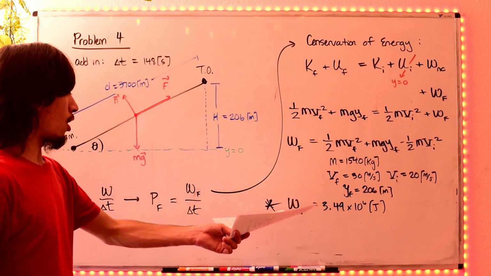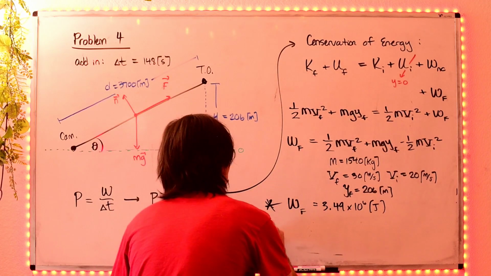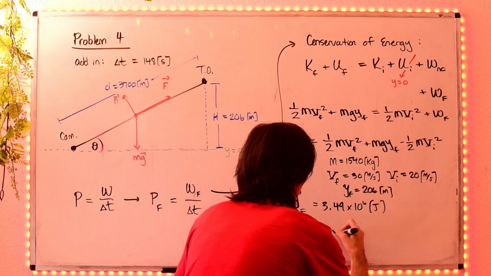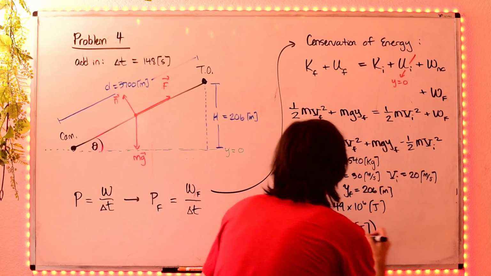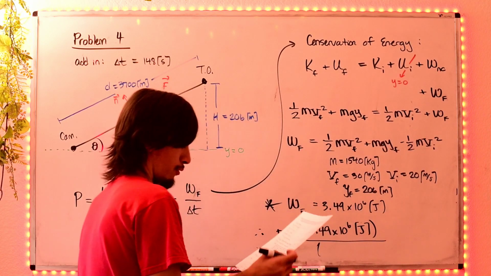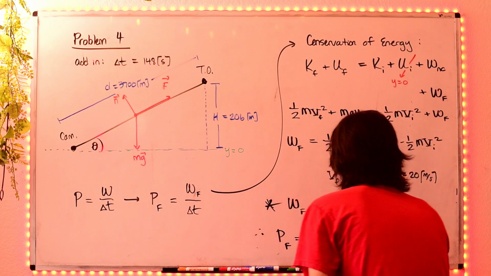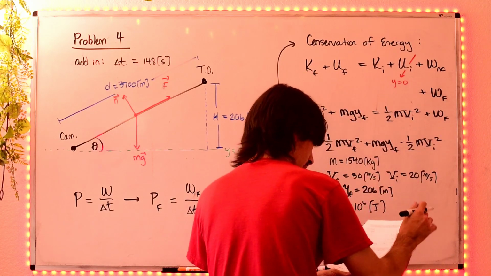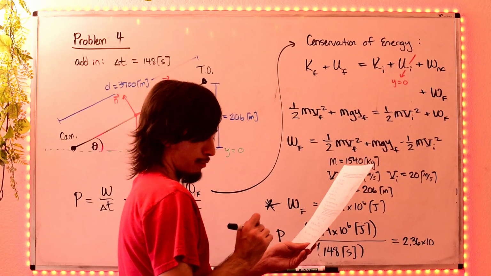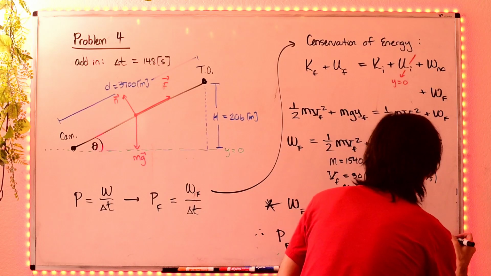We take all that work done and we plug it in to here. We divide by the time. So therefore, power done by that force F is that value divided by the given time, or you could have found it using kinematics if you were really on top of it. So we do 148 seconds, and the power that we get here is going to be 2.36 times 10 to the 4th watts, or joules per second.